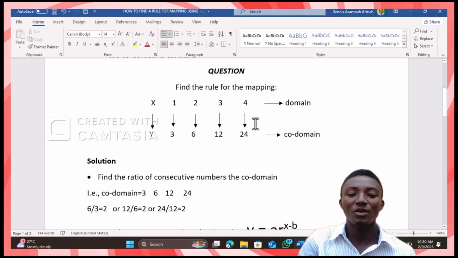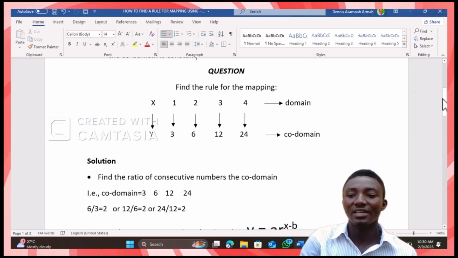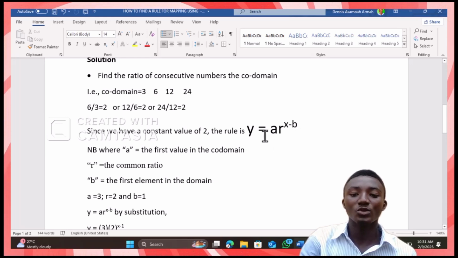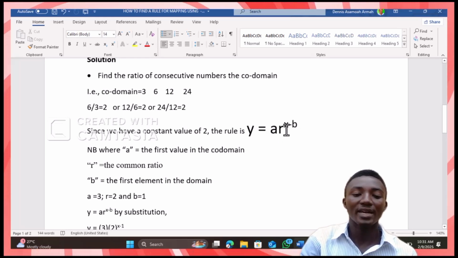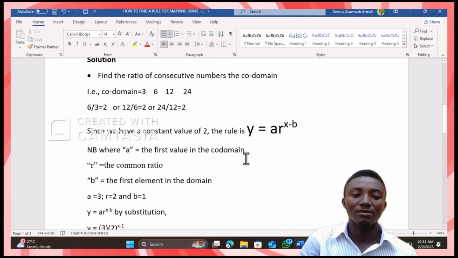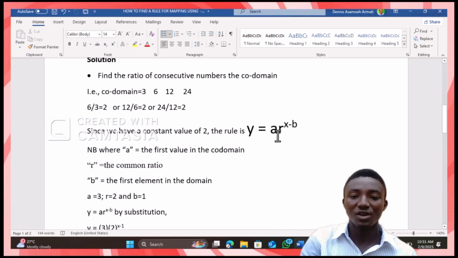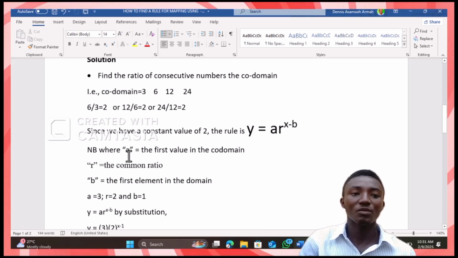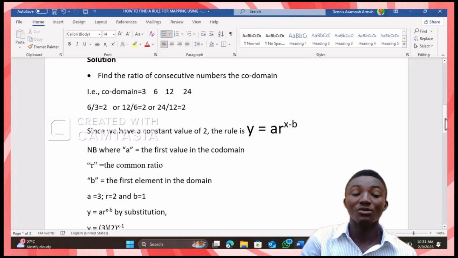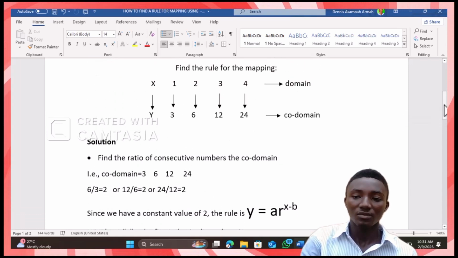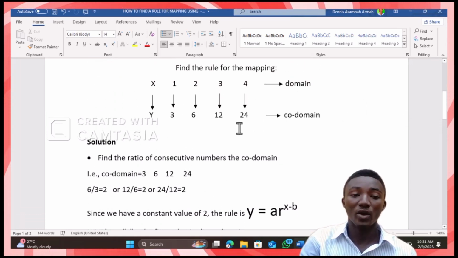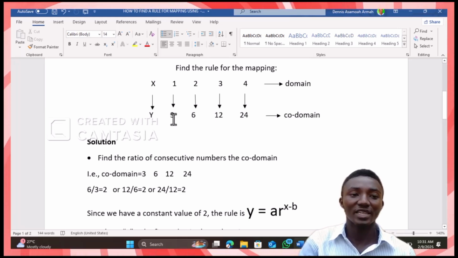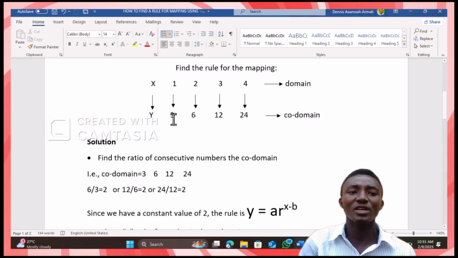And anytime you find your ratio and get a constant value like that, the formula that you need to use is this formula, which represents y equal to a r all raised to the power of x minus b. Is that clear? Yes. But before then, let's explain what these variables mean in this formula. Now we have value a. The value a represents the first value in relation to the mapping that we saw, or any mapping that you are working on. The value a tells you the first element in the codomain, based on the rule that we are working on.